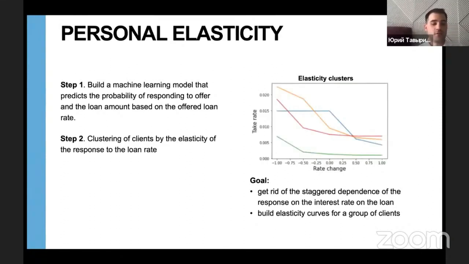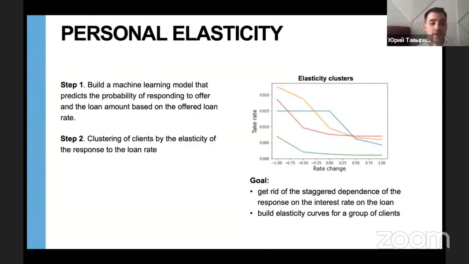So, the next step we do is clustering our clients in response to different rates. The feature space here is the scores of the machine learning model we built at different rates. For example, we will score our clients when the rate changed by -1%, by -0.5%, without changing the rate, +0.5%, and +1%. As a result, five different scores of our model will act as a feature space for clustering.